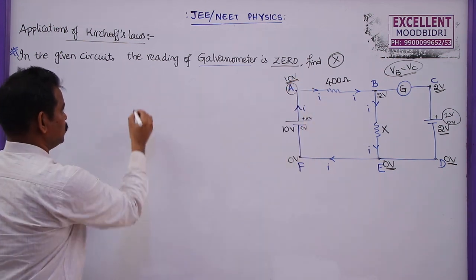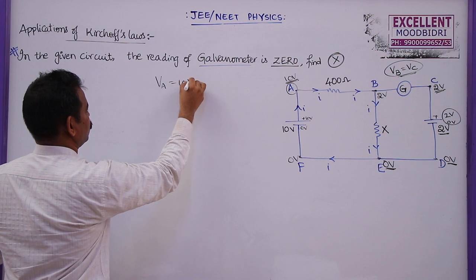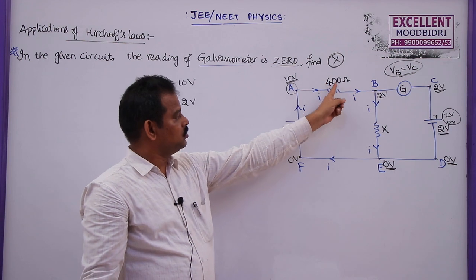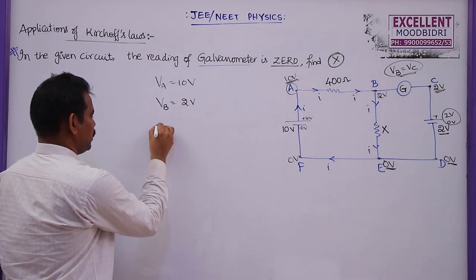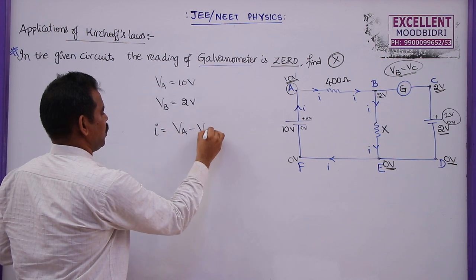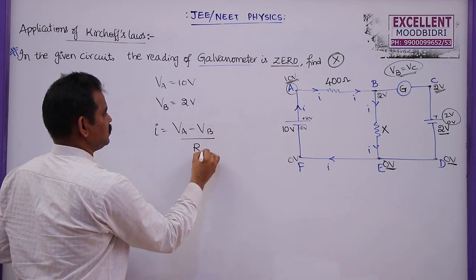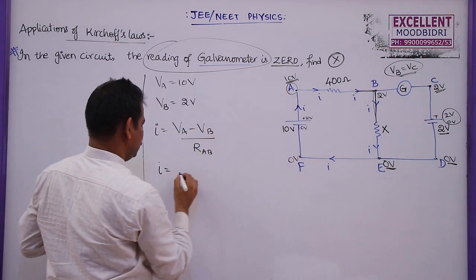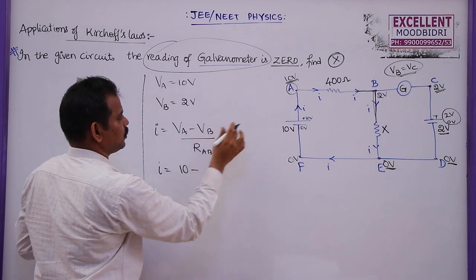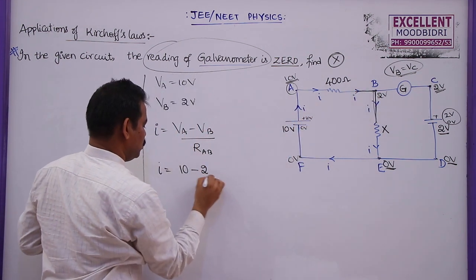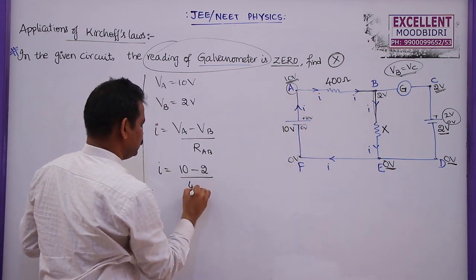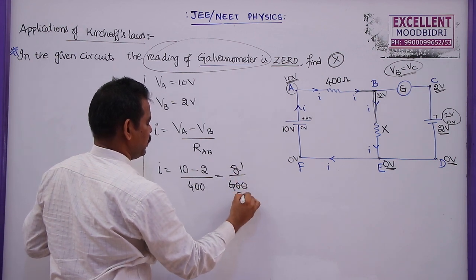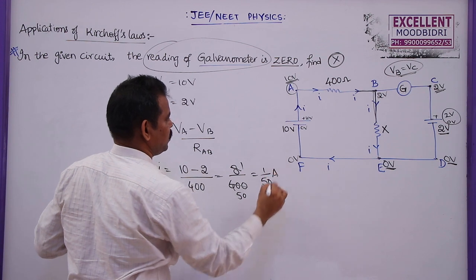Now I got two values. Potential at A is equal to 10 volts. Potential at B is equal to 2 volts. And the resistance here is 400 ohms. So I can write current I is equal to the potential drop between A and B by the resistance between A and B. What is the potential at A? This is 10 volts. What is the potential at B? At B it is 2 volts. Resistance between A and B is given as 400. So this is 8 by 400. 8 ones, 8 fives. So the current is 1 by 50 amperes.